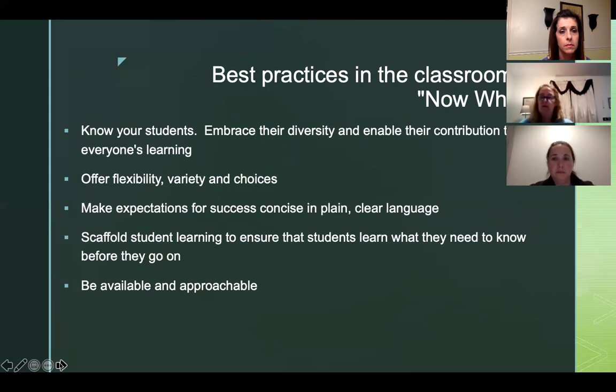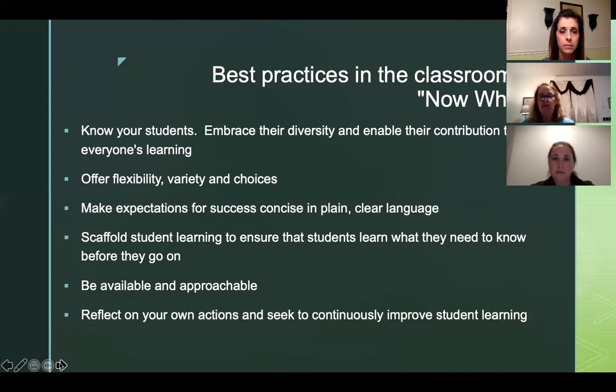Be available and approachable. Be that teacher that they want to come talk to, that they're comfortable with, that they know that you respect them, that you respect their value and their contribution to everyone's learning. Just because their vocabulary might not be what you expect it to be, and you think that they haven't had the experiences that other students have, know that they have things to contribute.